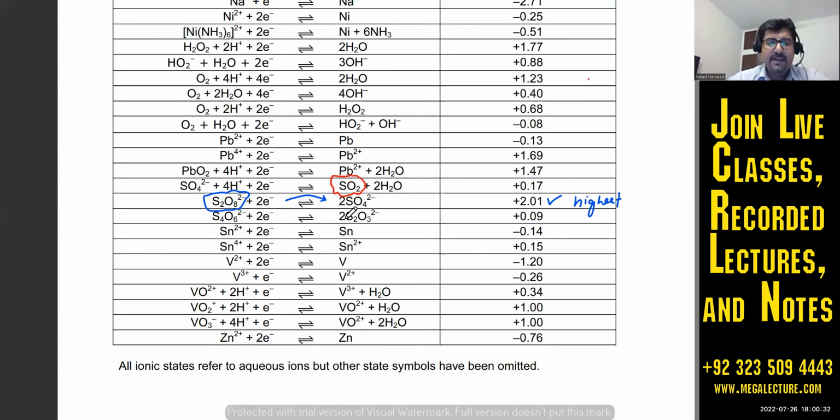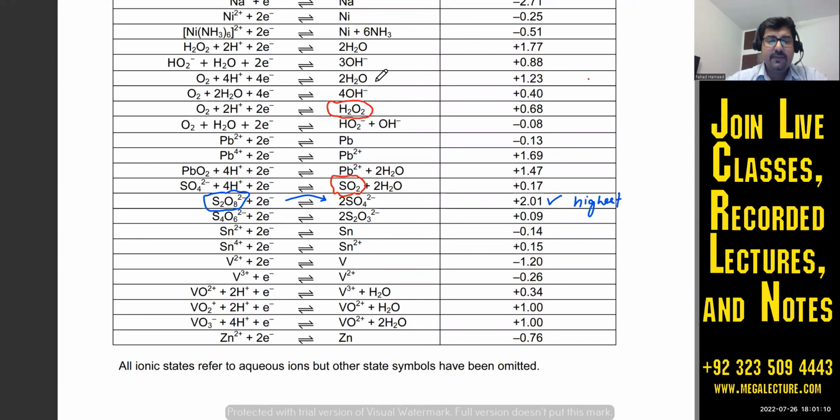Now for acidified H2O2. Let's try and figure out, here's one H2O2. Let's mark this one and quickly copy it over here. It's O2 plus 2H plus 1 plus 2 electrons in equilibrium with H2O2, and the value for this is 0.68 volts.